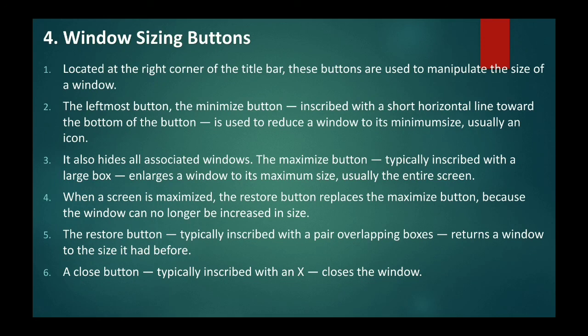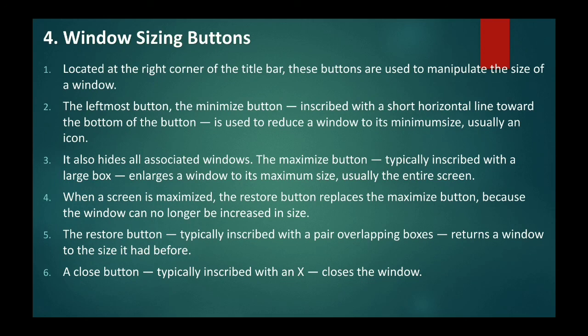This closes the window. So basically, the window sizing buttons are the underscore button, or we can say a single small horizontal line, with the help of which we can minimize the window. The next button is the button which has the rectangular box in its icon.